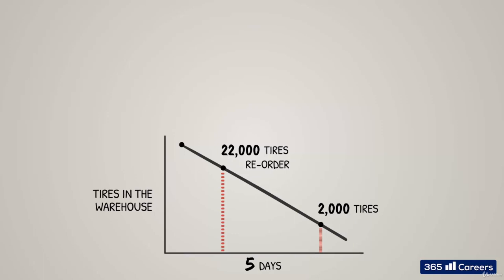And then it will have to wait for the new tires to come in. And until they do, the number of tires in its warehouse will decrease each day. And upon arrival of the new shipment, there will be exactly 2,000 tires in the warehouse. Makes sense, doesn't it? The safety stock is the minimum number of tires, of inventory, we'll ever have in our warehouse, if everything goes well.